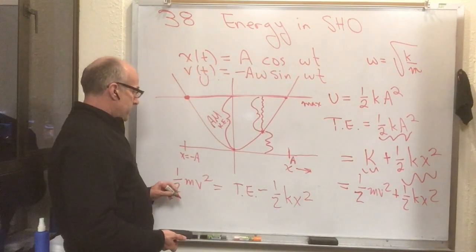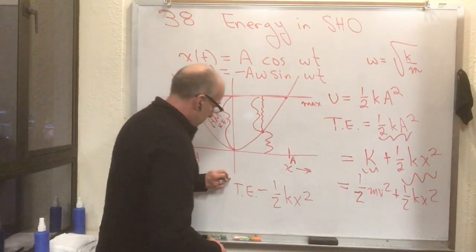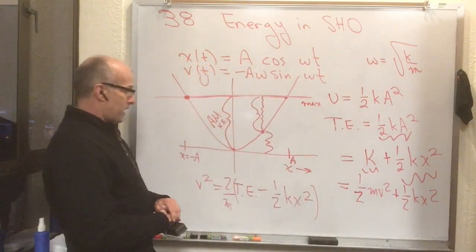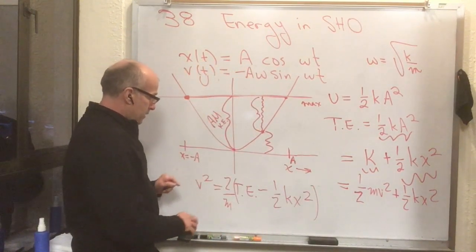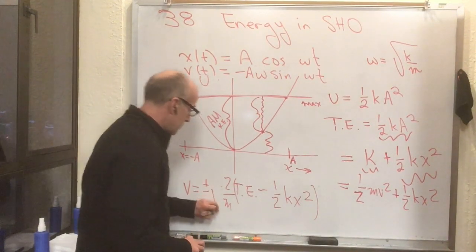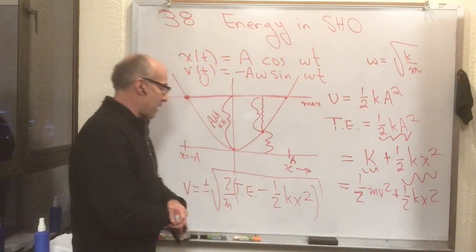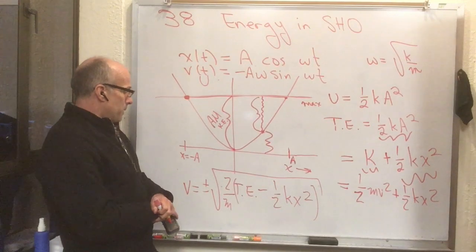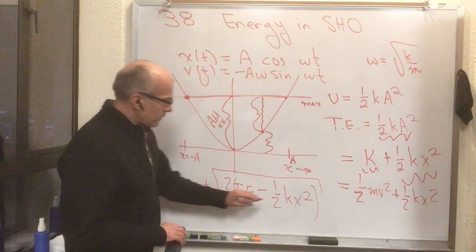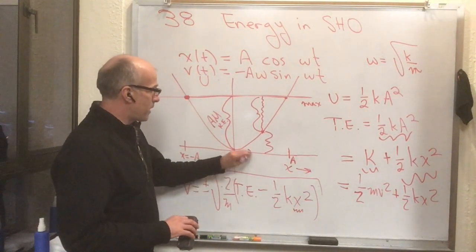No real big new thing there. Multiply through though by 2 and divide through by m. So now I've got 2 over m times the total energy minus 1/2 kx squared. And then take the square root of both sides, and I learn that v is equal to plus or minus the square root of 2 over m times the total energy minus 1/2 kx squared. Not a real big deal, except it says that if you know x, so I choose some x value, maybe right here, okay?